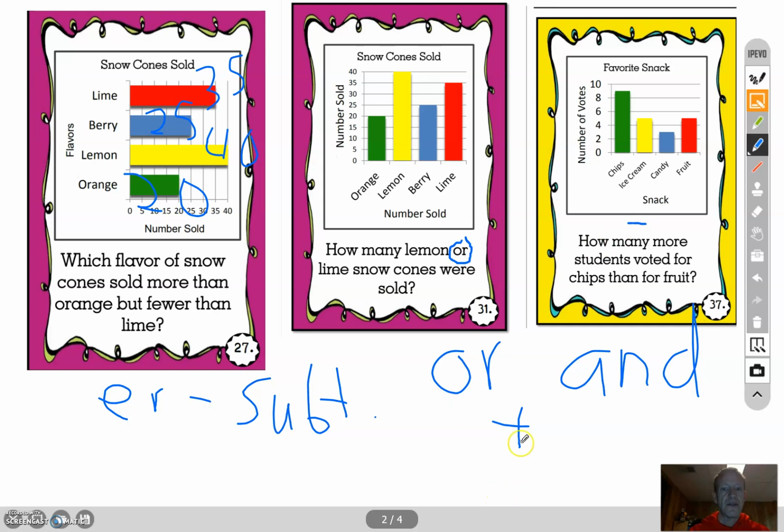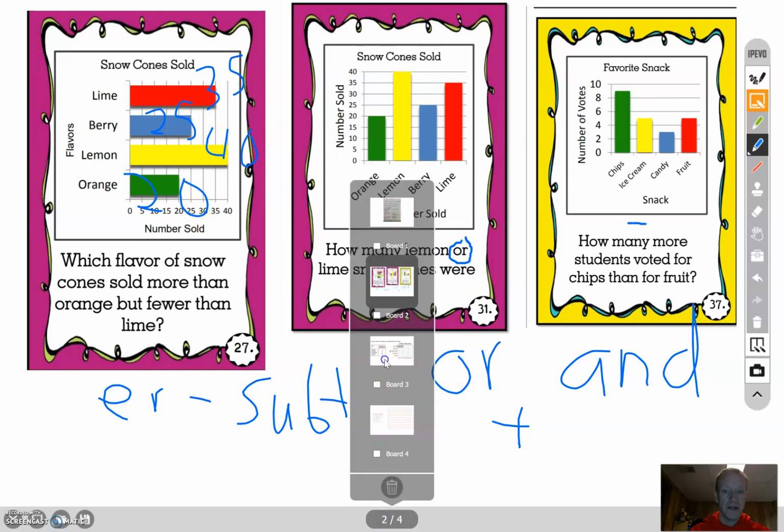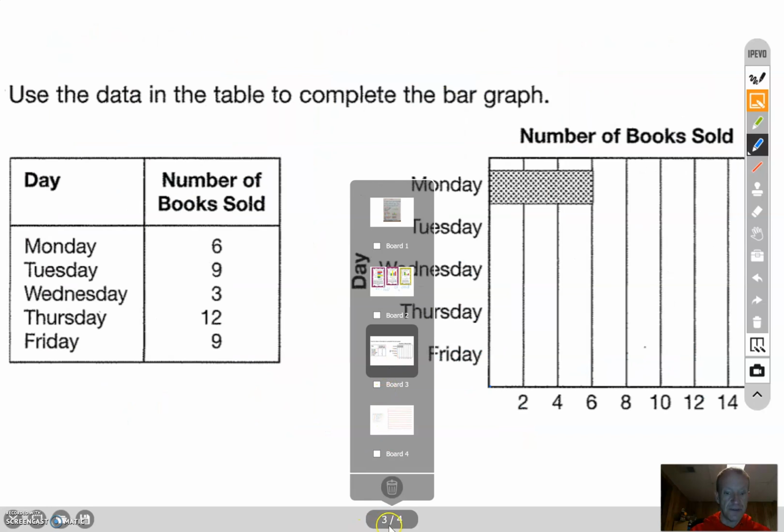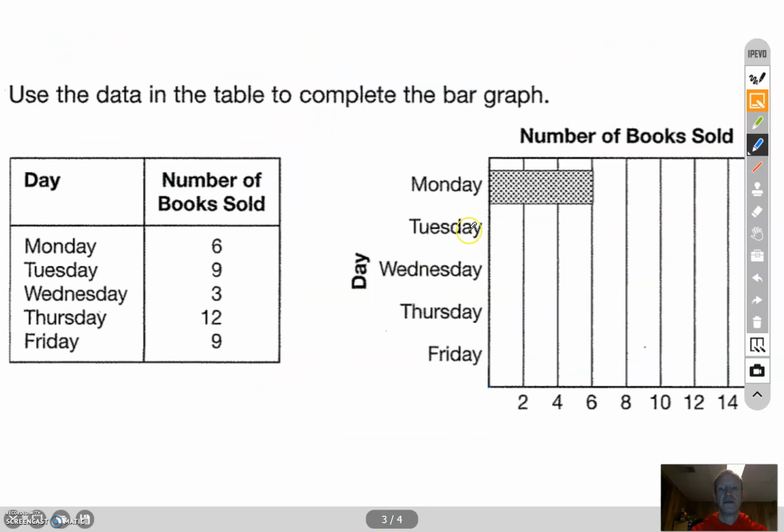Okay? So now that we learned a little bit about what to do when they're given to us, now we're going to learn a little bit about what to do when you have to make them. Okay? So in this case that I have here for you guys is one is already drawn out. They have the days and they have the numbers. Okay? They already gave the graph a title and they already did Monday. Okay? So we're going to do a couple here.